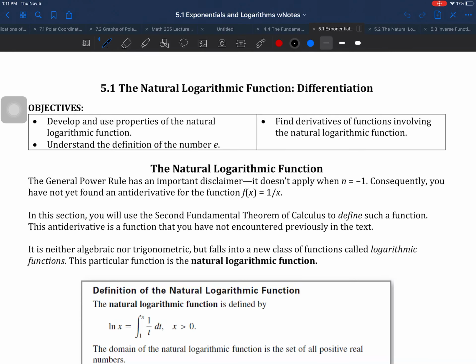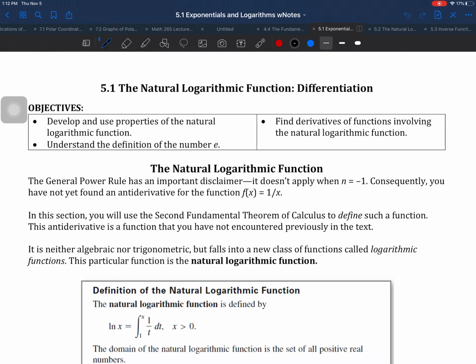Hi class, welcome back. Today we're going to discuss 5.1, the natural logarithm function and its differentiation. The objectives are to develop and use properties of the natural logarithm function, to understand the definition of the number e, and to find the derivatives of functions involving the natural logarithm function. Some of this material may seem familiar, as we have seen it in our college algebra course.